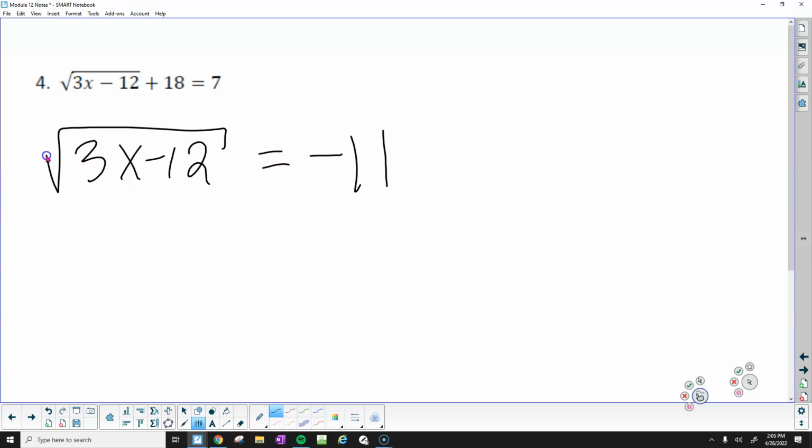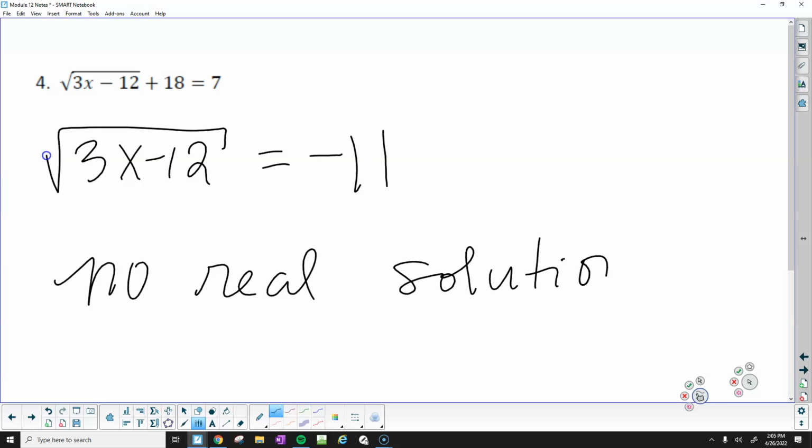We get to stop. Why do we get to stop? Because it's a negative, and square roots can't equal negative. Square roots cannot be negative. Don't work this problem out. You'll get some weird answer anyway. No real solution. A square root cannot equal a negative answer. So when you isolate the square root symbol and you get that, you get to quit. But if this was a 3, you'd have to keep going. But it's not a 3. Don't change it.